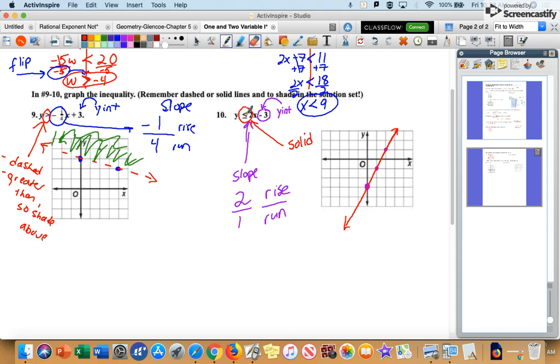In this case, since it's a less than or equal to, so less than or equal to, key is the less than now. So shade below. All the solutions would therefore be below the line, and so all of those points, if we took and plugged them into our inequality, would make true statements.